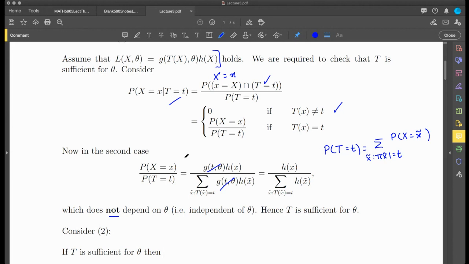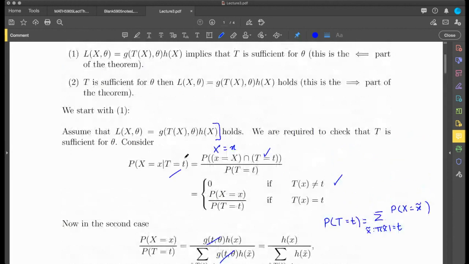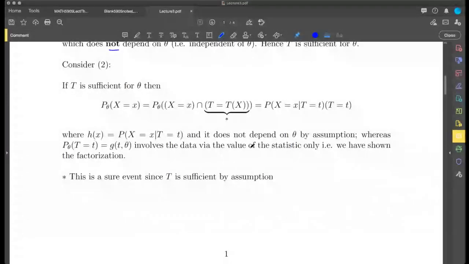Okay, now let's do the second proof that says if T is sufficient, then I can write the likelihood like this. So it's the opposite way of what we did before. And this one's a little neater. Okay, so assume that T is sufficient. Remember what that means. That means that the probability that X equals x given T equals t is free of theta. That's what that means. So we're going to assume that's true.